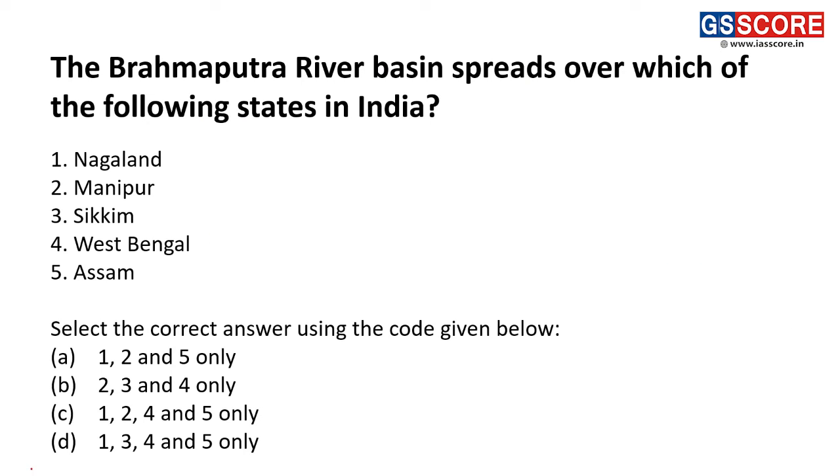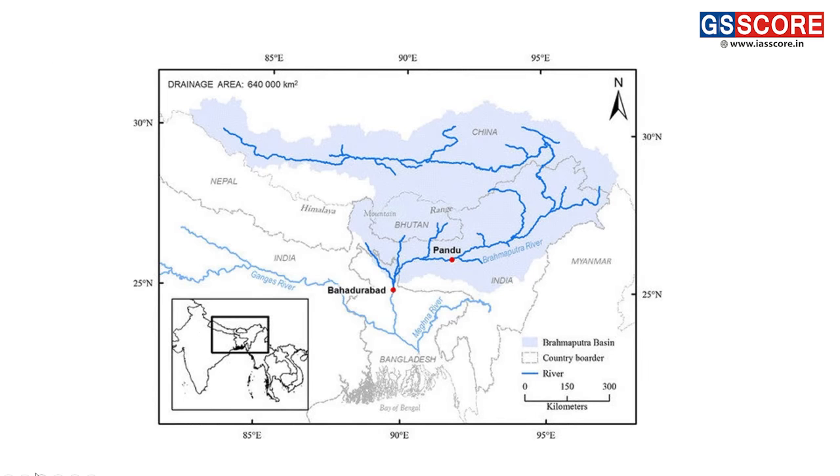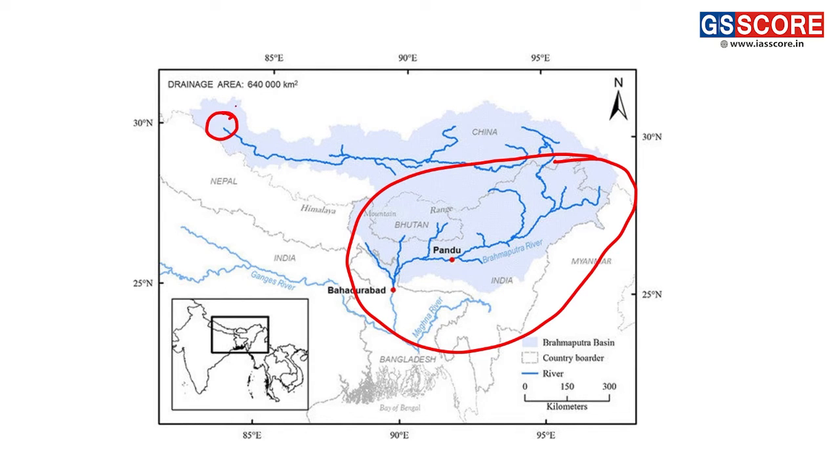Next question we have. The Brahmaputra River basin spreads over which of the following states in India? Okay, Brahmaputra you will be looking at. It is present basically in the northeastern states of India. This river originates from Tibet and it is following the flow, entering India following the syntaxial band, and at Arunachal Pradesh, it is entering India in the form of Dihang.